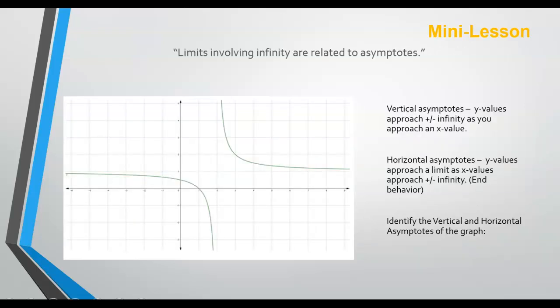Asymptotes. Vertical asymptotes are where the y values approach infinity as you approach an x value. Horizontal asymptotes are where y values approach a value as you go to infinity. So they're like inverses of each other in the sense that vertical are a number going to an infinity, where horizontal are an infinity going to a number. So where is the vertical asymptote of this graph? x equals 2. Where's the horizontal asymptote?